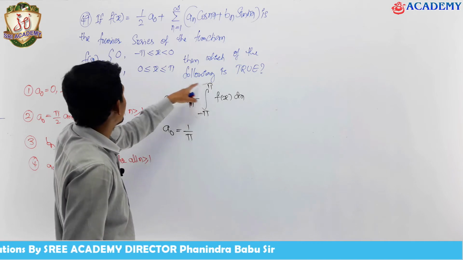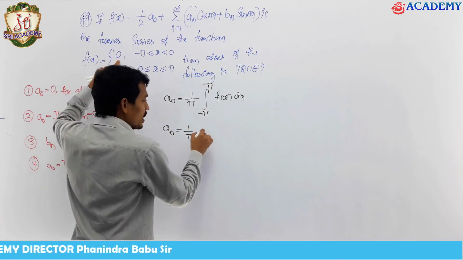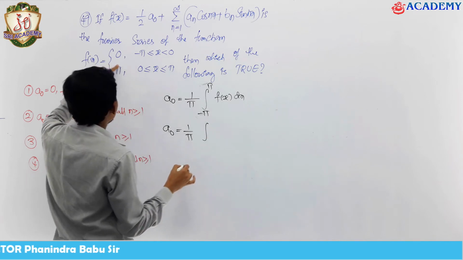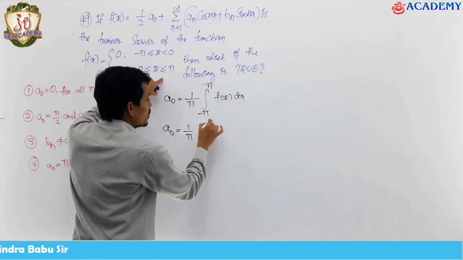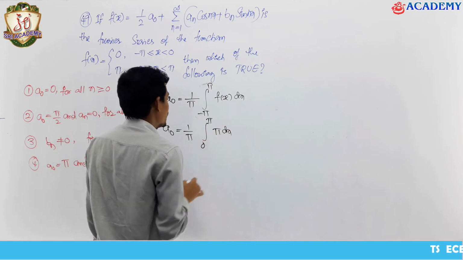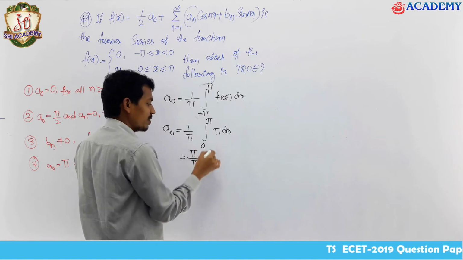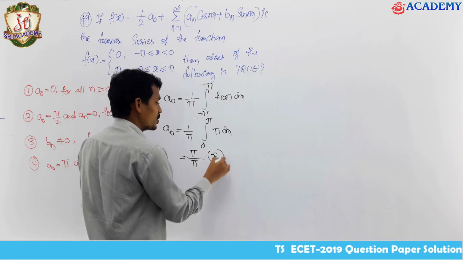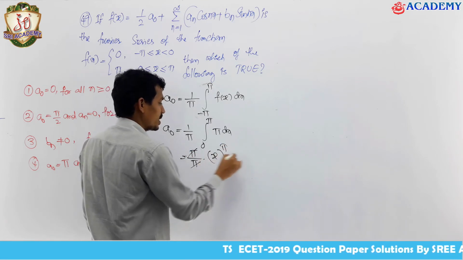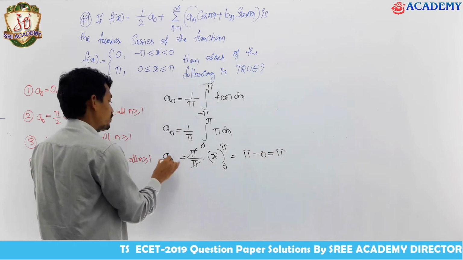From minus pi to pi, minus pi to 0 is 0, indirectly it's going to be 0. From 0 to pi it's going to be pi dx. That is 1 by pi, pi by pi, into integral of 1 is going to be x from 0 to pi, that is pi minus 0, nothing but pi. This is a naught.